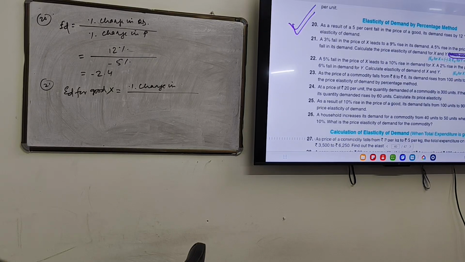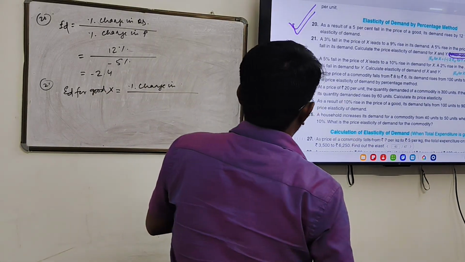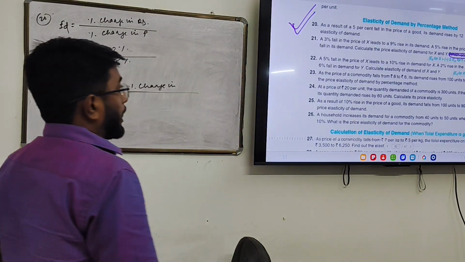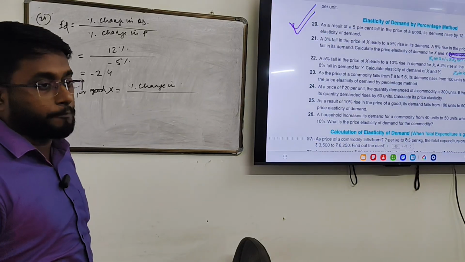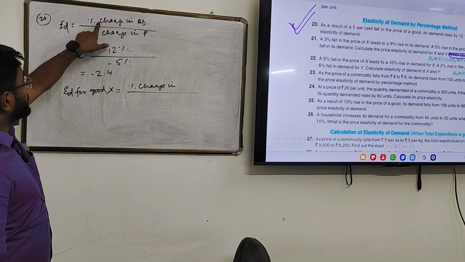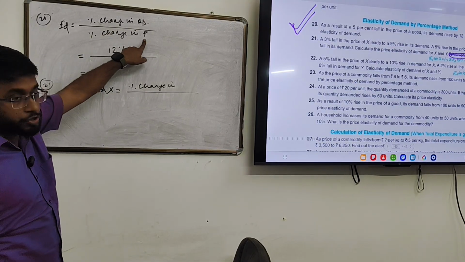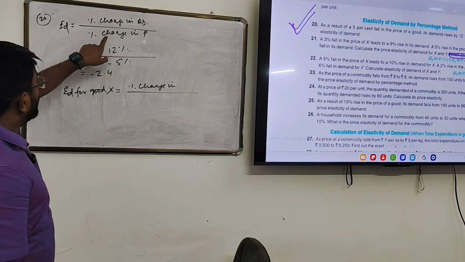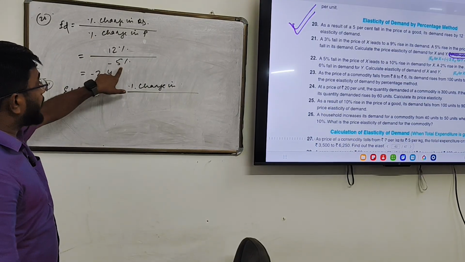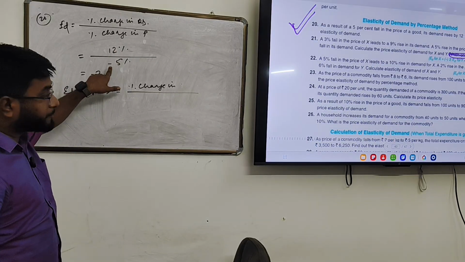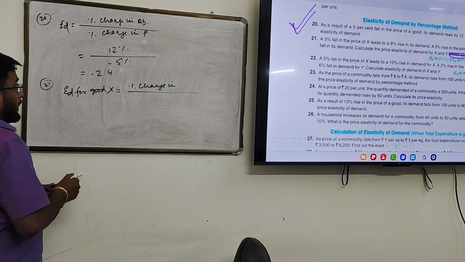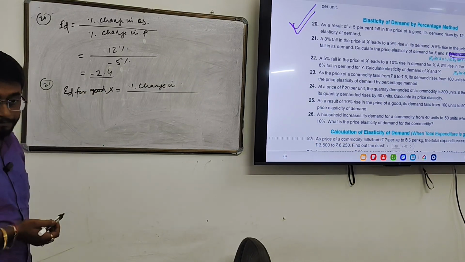Okay, so question number 20, what is it saying? As a result of a 5% fall in the price of a good, its demand rises by 12%. Find out elasticity. So ED is equal to percentage change in QD divided by percentage change in price. Percentage change in QD is 12% and percentage change in price is 5%, but we will write minus 5% as the price falls. So ultimately the answer is minus 2.4.